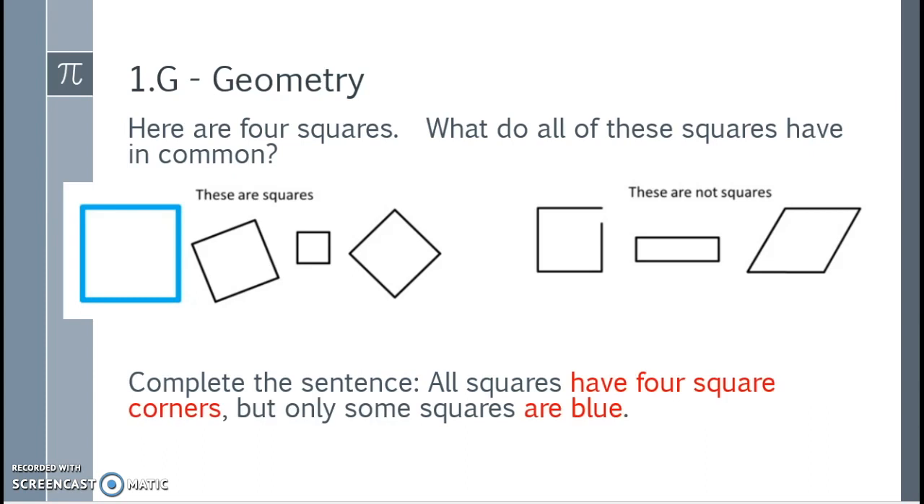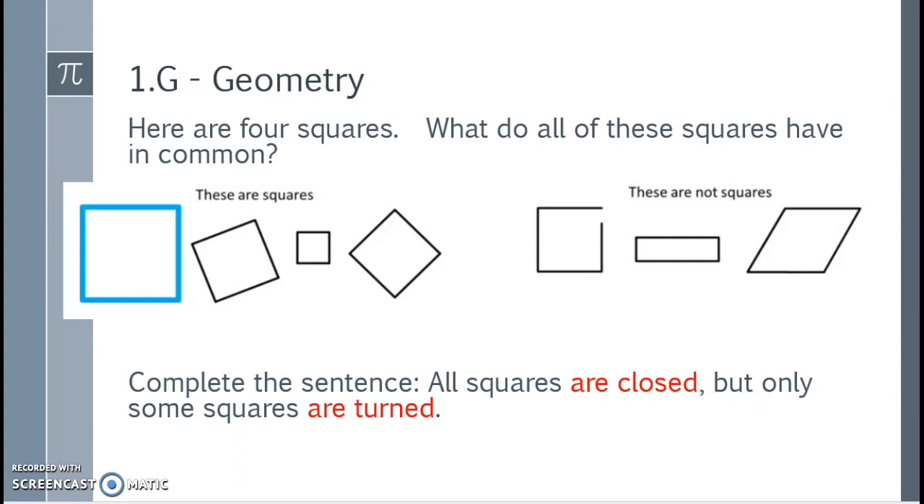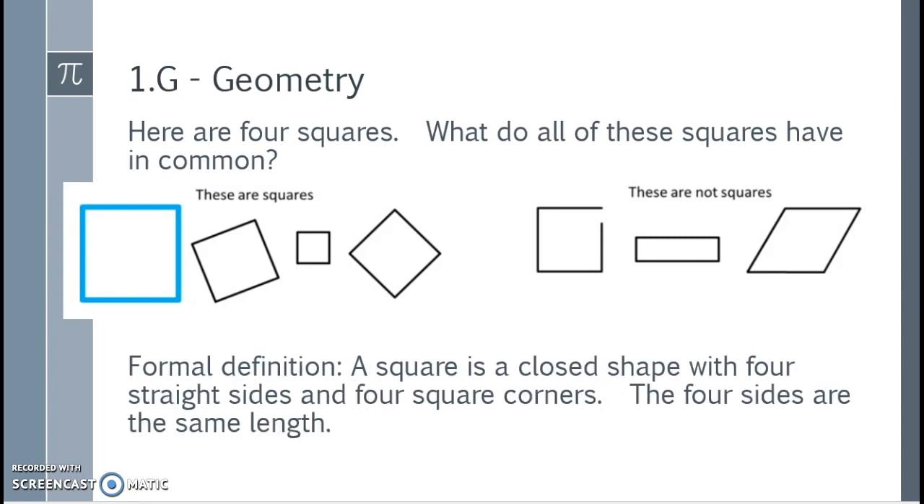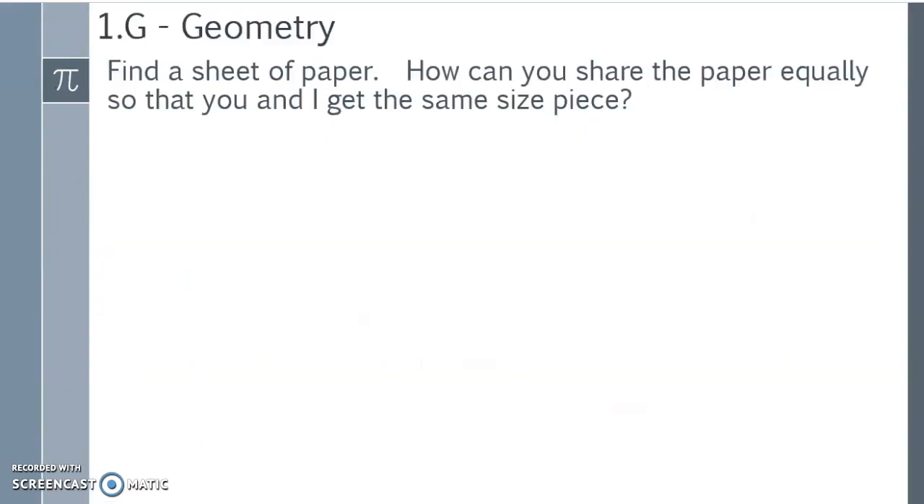One option might be, all squares have 4 corners, but only some squares are blue. Again, literally, they will see a blue square and think that all of them could be blue. So identifying that only some are blue is important. All squares are closed, but only some squares are turned. A square is a closed shape with 4 straight sides and 4 square corners. The 4 sides are the same length.